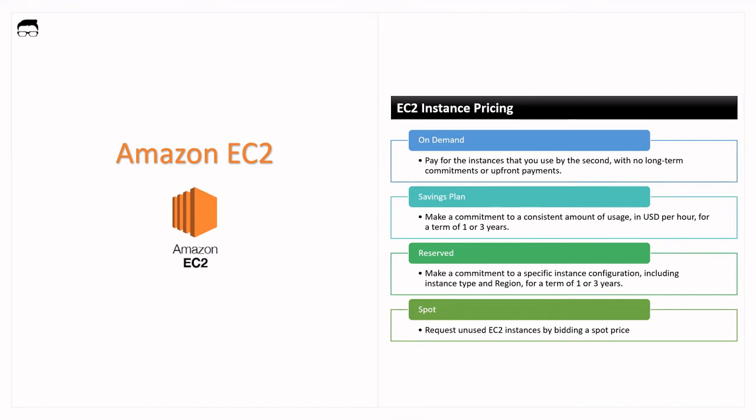Finally, let's take a look at the pricing part of EC2. EC2 instances come with three types of pricing: on-demand pricing, reserved pricing, and spot pricing. On-demand pricing is like pay as you go. You pay for only what you use, and there is no long-term commitment or upfront payment.